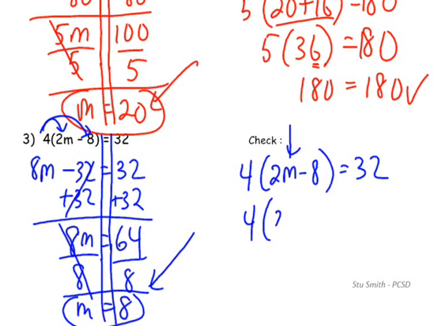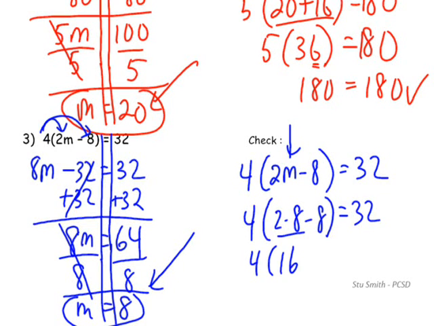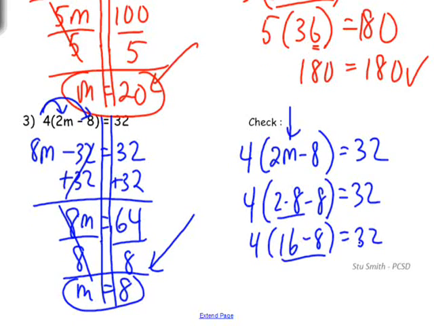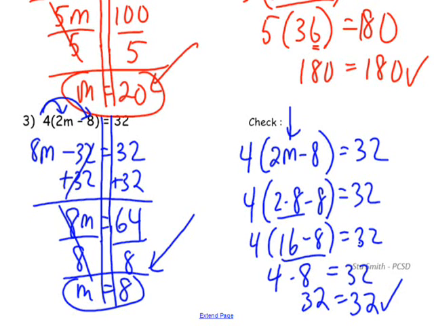So 4 times 2 times 8 minus 8 equals 32. I'm going to do this first. Order of operations. So 8 times 2 is 16. Not quite done with the parentheses. All right, I'm going to do 16 minus 8 is 8. And then 4 times 8 is 32. And my answer checks. So that's how you use the distributive property to solve equations.